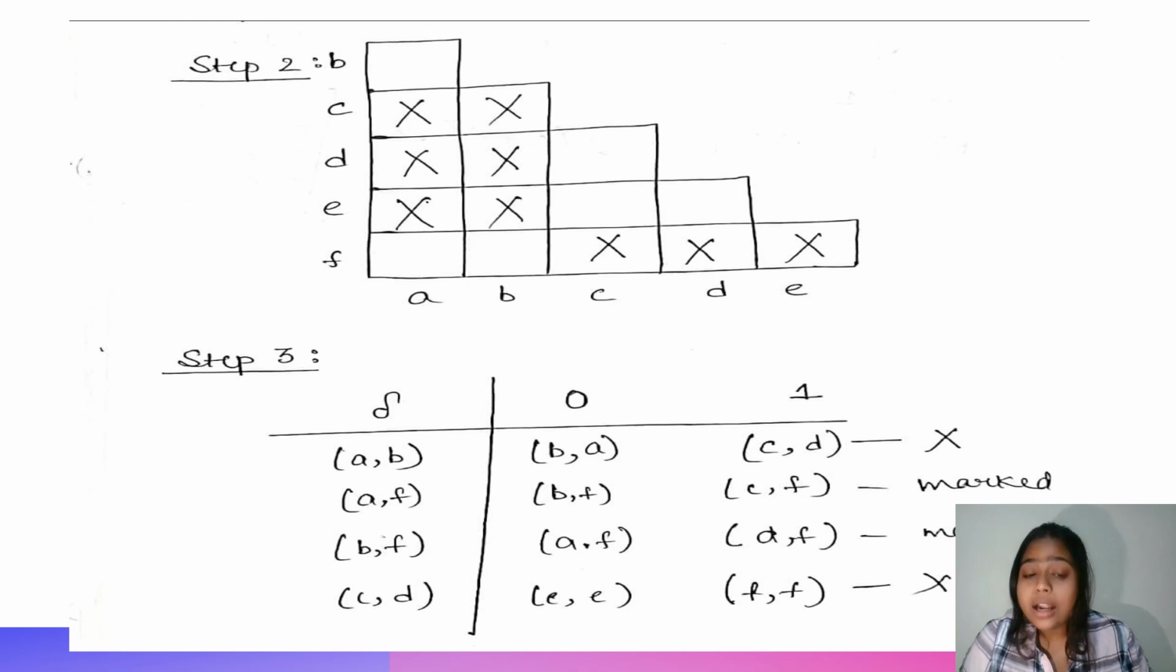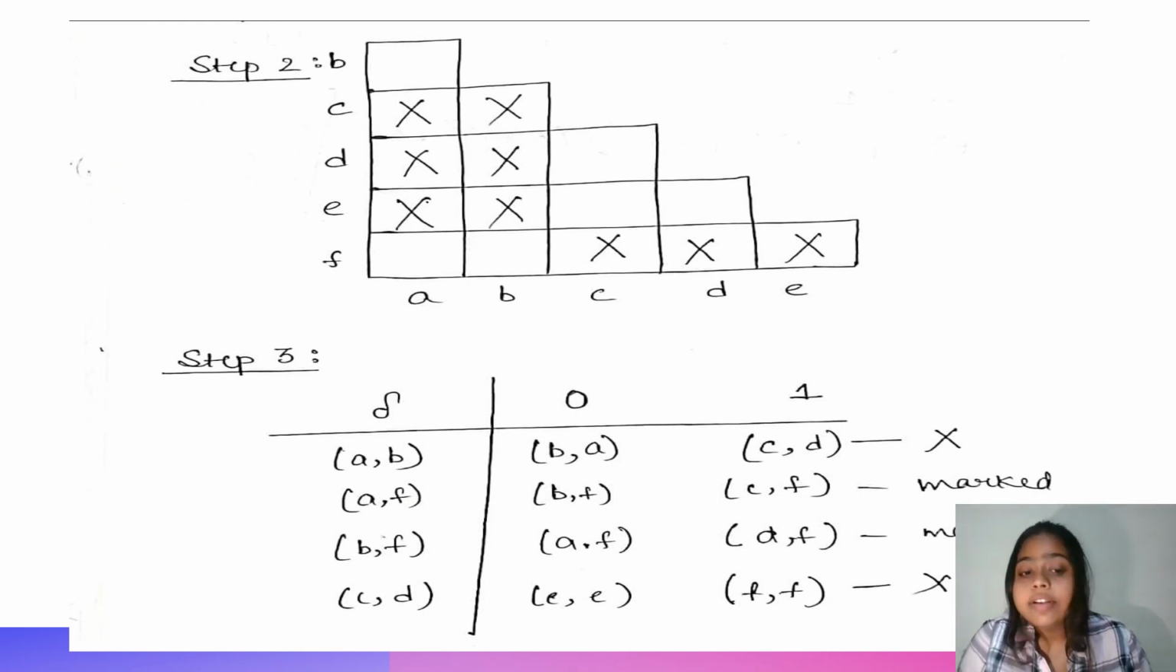But we can't mark the pairs in which both the nodes are final. We can only mark those pairs where one is a final node and another one is a non-final node. So in step 2, we will do it by constructing a table. In the table, horizontally, we will exclude the last node and vertically, we will exclude the first node. While doing this, we will construct a table. Then we will move to step 3.